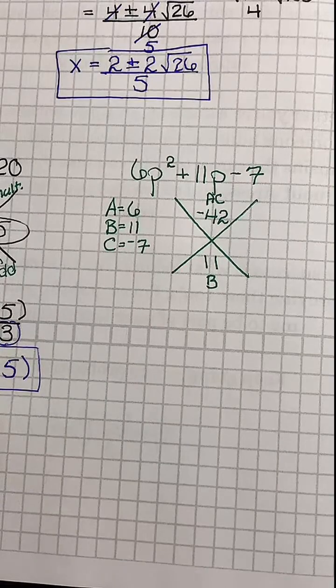Okay. So, what two numbers multiplied together will give me a negative 42 and add together to give me 11?